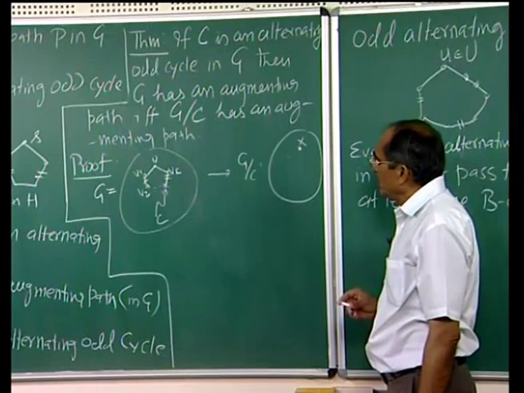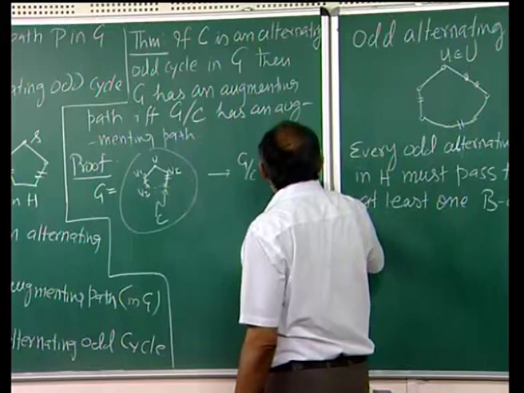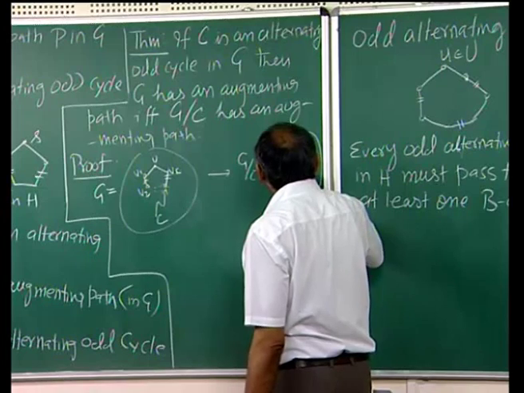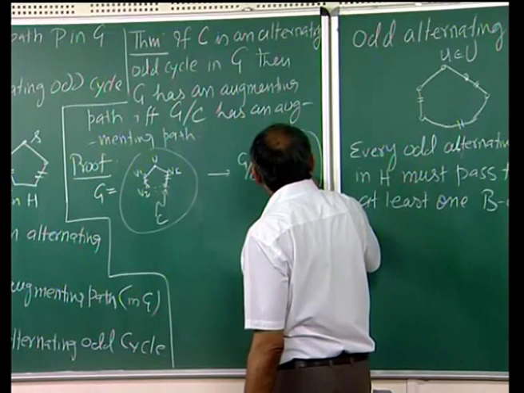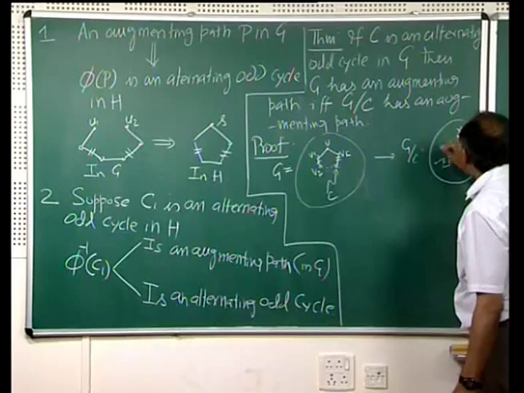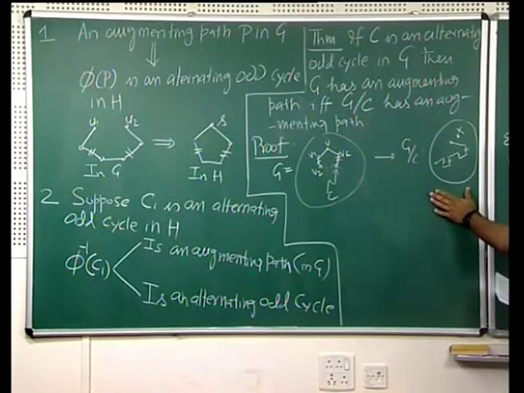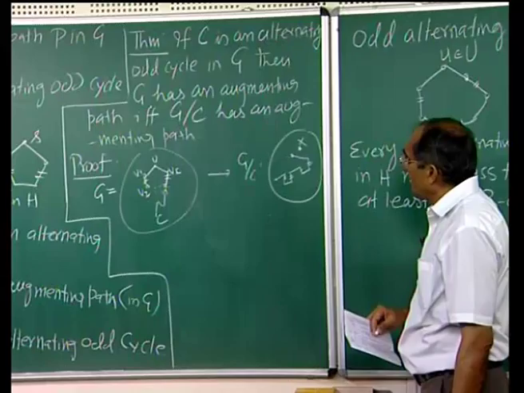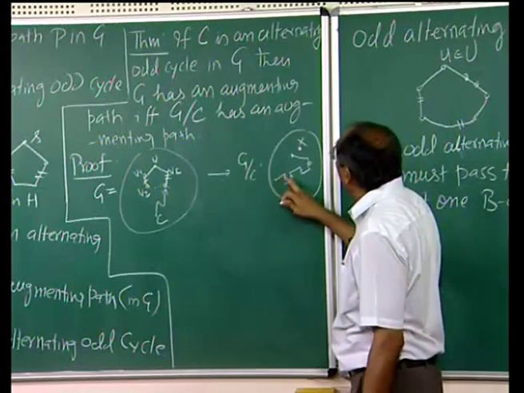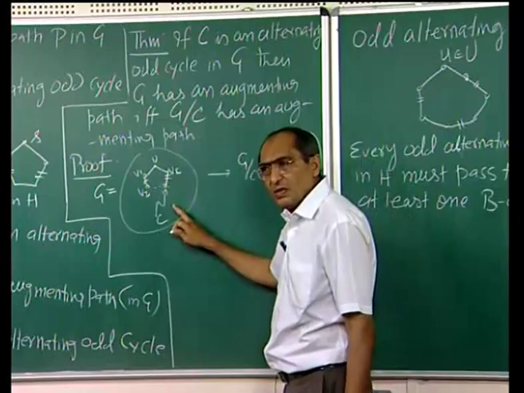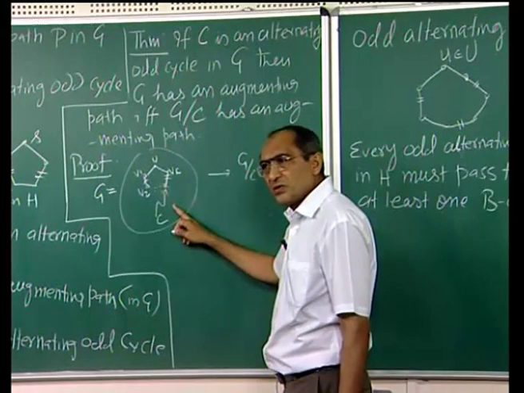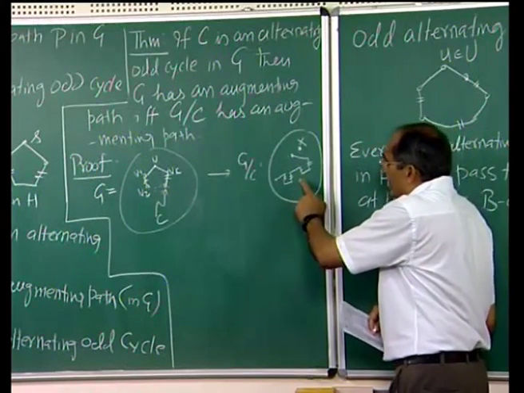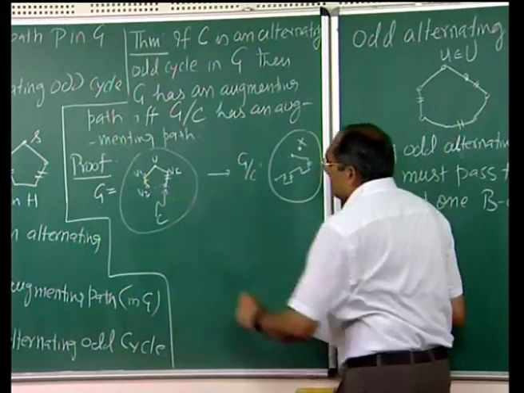Now, first let us see if there is an augmenting path here. Let us suppose there is an augmenting path in this graph which does not touch x. So this very path is also present here and it is also an augmenting path. So we immediately see that if there is an augmenting path of this type, then there is one in G.